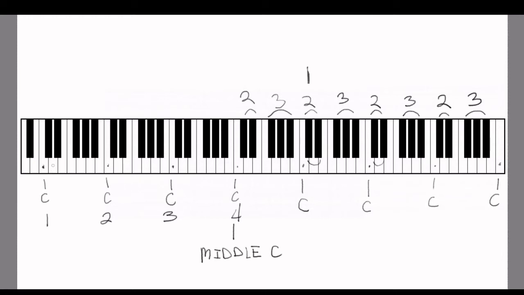So if I go C, that's 1, 2, 3, 4, 5, 6, 7, and on 8, I land on C again. And if I start counting 8 from this C, 1, 2, 3, 4, 5, 6, 7, on 8, I land on another C. And that pattern repeats itself all through the piano keyboard.